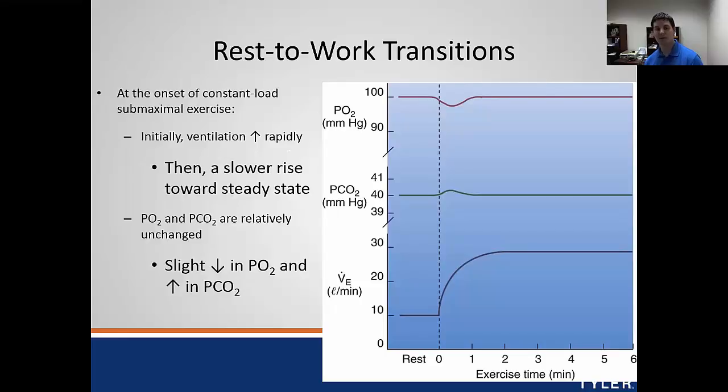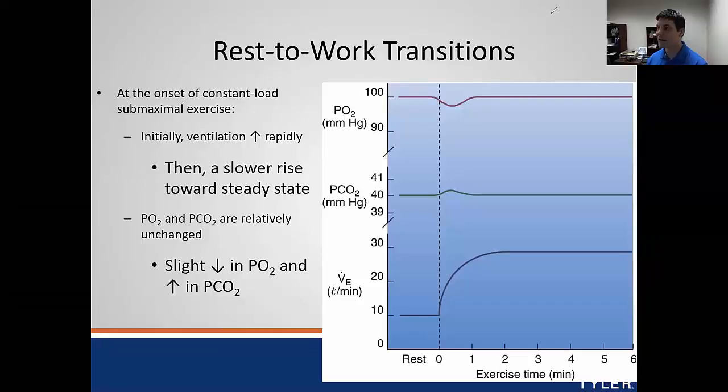Right, this is going from sitting to a relatively light load, something below lactate threshold, which in an untrained subject would be below about 50% of VO2 max. So a relatively easy workload. You'll see that in the change in pulmonary ventilation observed in the transition from rest to a constant load, the arterial PCO2 is relatively unchanged.